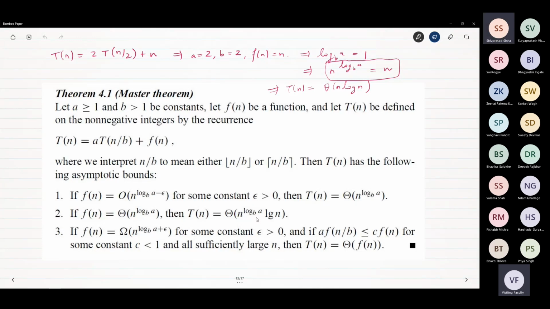Sir, n will remain as it is, no? N, because it is not, but I have taken, I have removed that whole theta of n log b. Why did you remove it? I don't understand. It's given in the theorem, no? If f looks like this, then t of n is equal to this. Yes or no? Yes, sir.